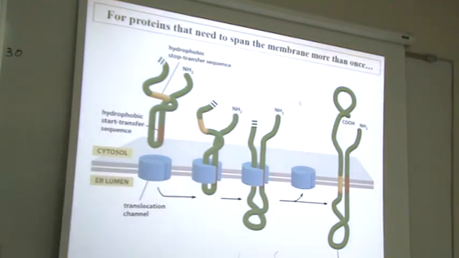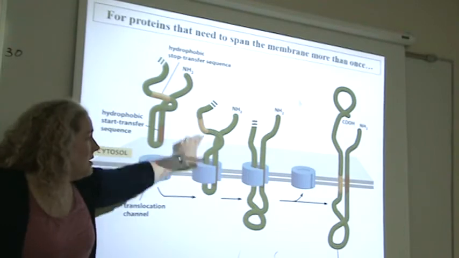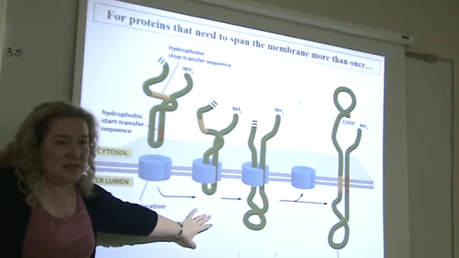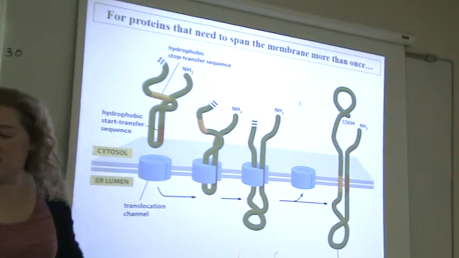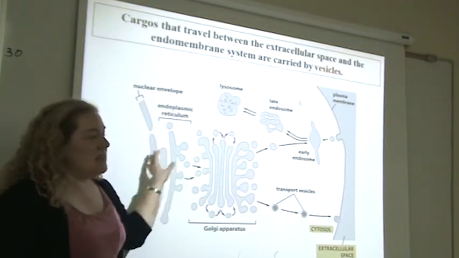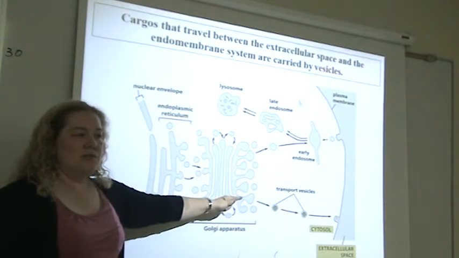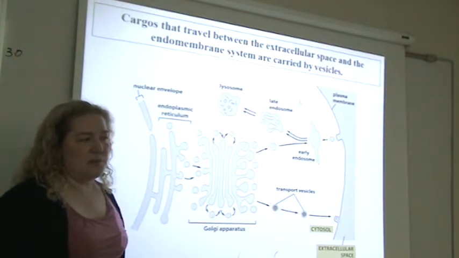The topic for today is once we've gotten proteins either stitched into a membrane like this or put into the non-cytosolic compartment inside the ER, at that point they're in the endomembrane system. But they might need to travel to a distant part of the endomembrane system.